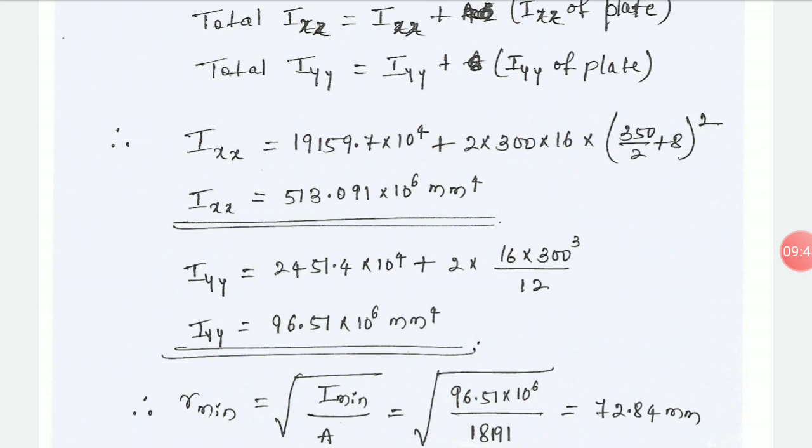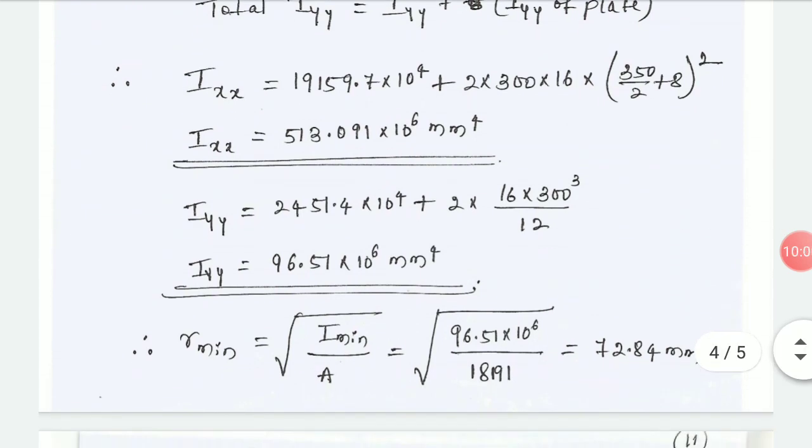Now I need to calculate radius of gyration, which is minimum. It may be minimum along x direction or y direction. So I need to calculate r minimum. That will be minimum along the direction where your moment of inertia is minimum. You can check it here. Out of Ixx and Iyy, we have the minimum moment of inertia in y direction. So I have used radius of gyration r minimum equal to square root of Iyy divided by the total area of the built up section. That will give you r minimum.